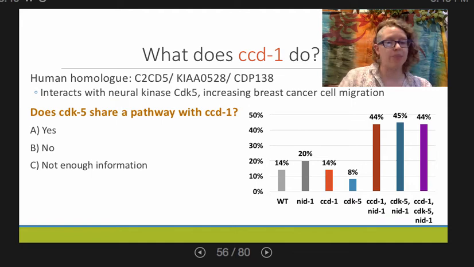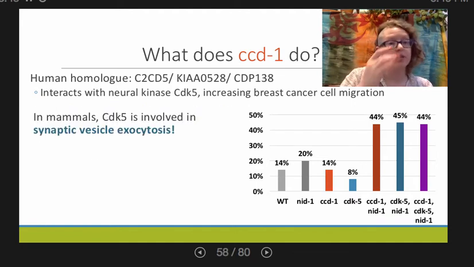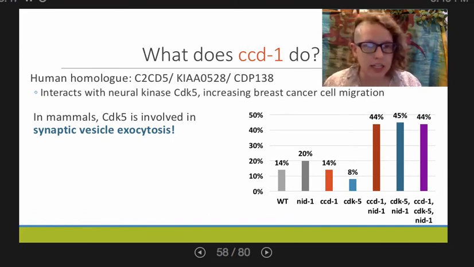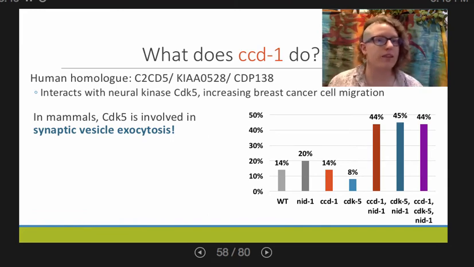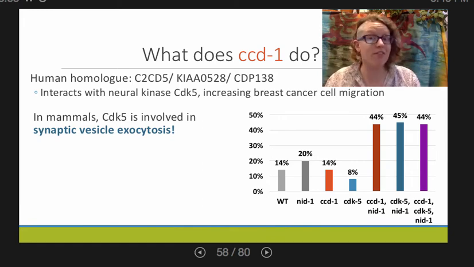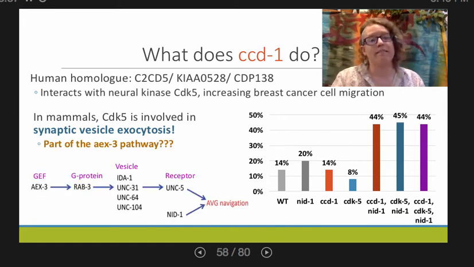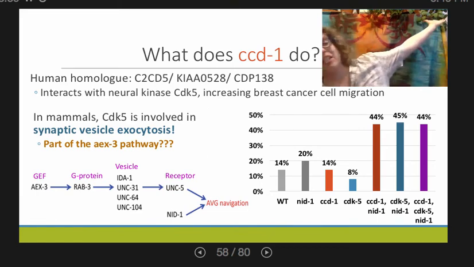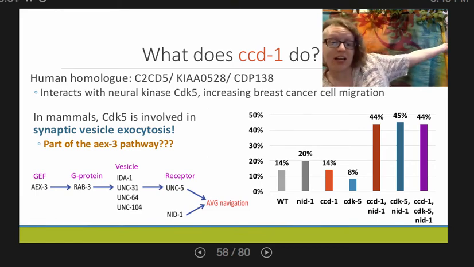All right, you're back. It's cool. The answer is yes, it's not a trick. Awesome. So, in mammals, CDK5 is involved in synaptic vesicle exocytosis. We have seen synaptic vesicle stuff before. Maybe it's part of the AEX3 thing. You gotta check.